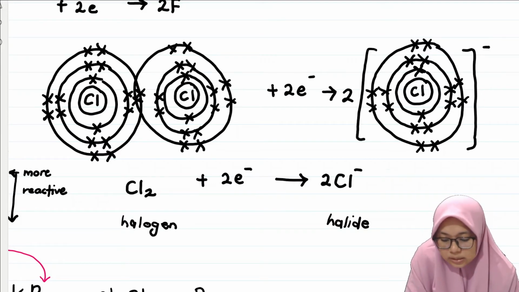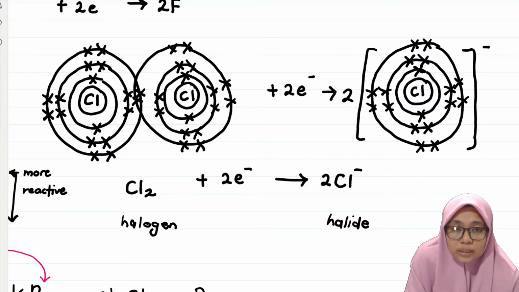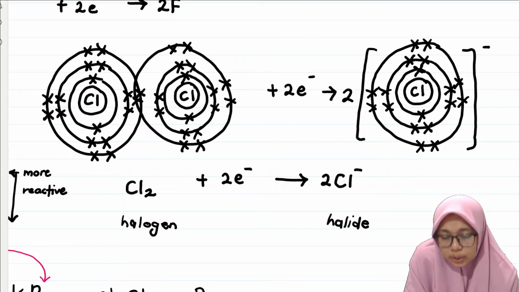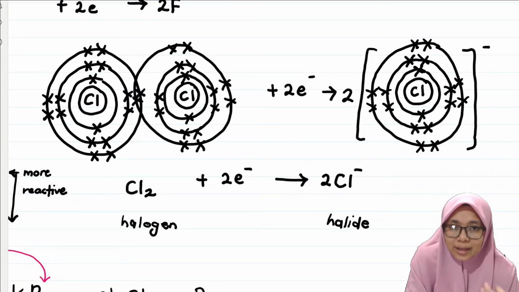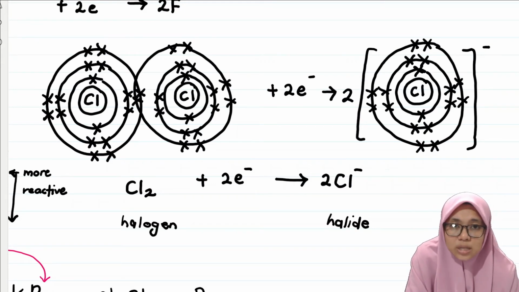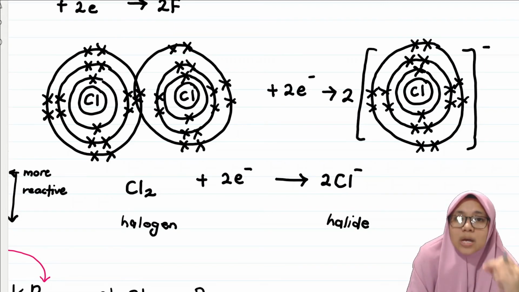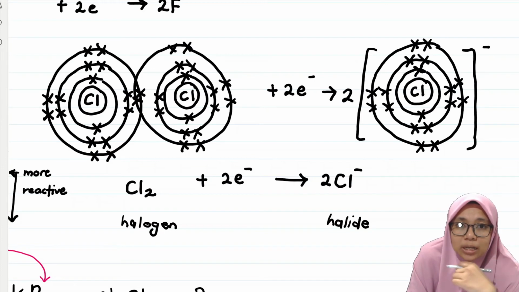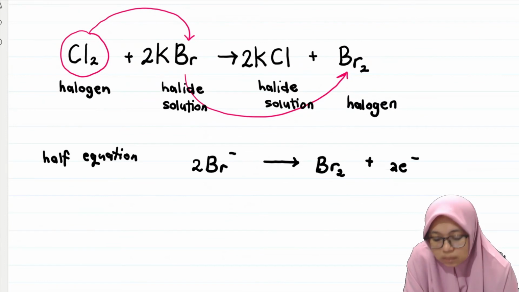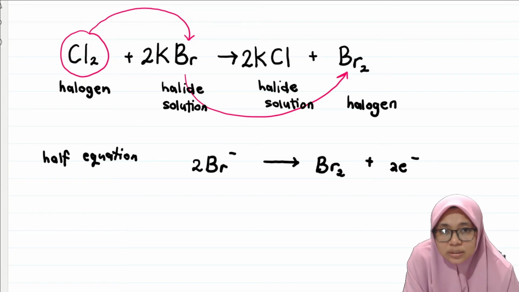So halide is the ion that already achieves a stable octet electron arrangement. So if you start the reaction with halide solution, the halide will not be able to accept electrons again, because halide is the ion that has already achieved a stable octet electron arrangement. Same as bromide here. Bromide already achieves a stable octet electron arrangement, so bromide ion will never accept electrons.